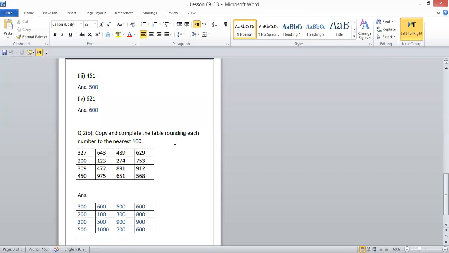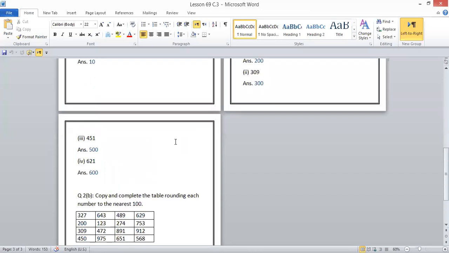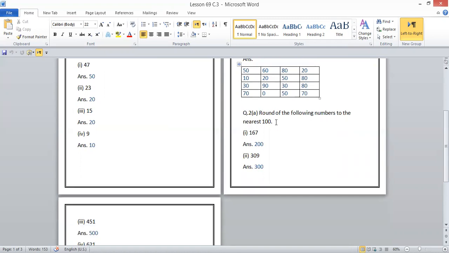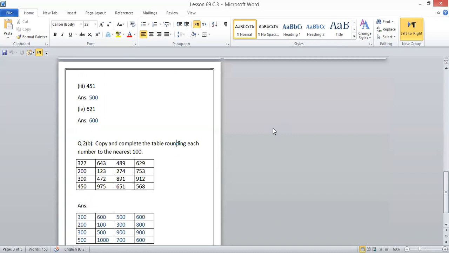Now you can take a picture of this page. I will upload it in Classera course material also.